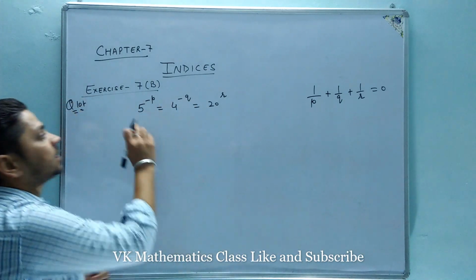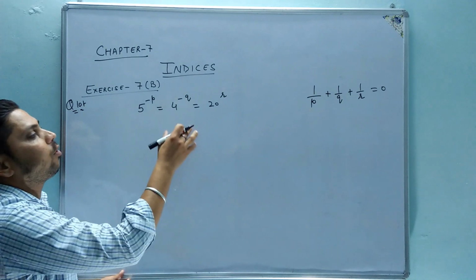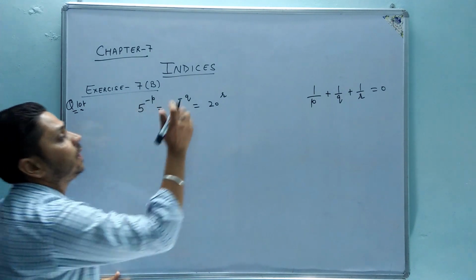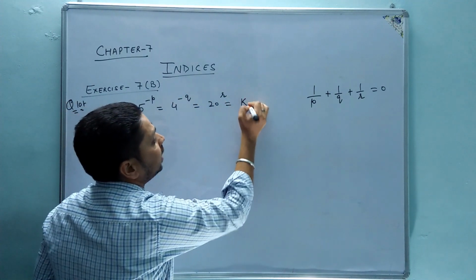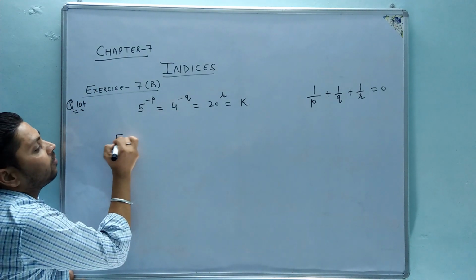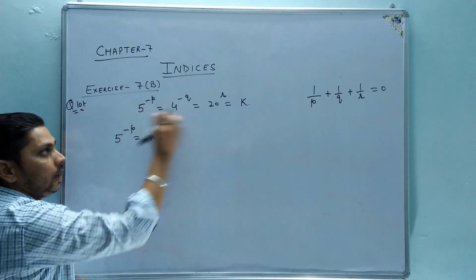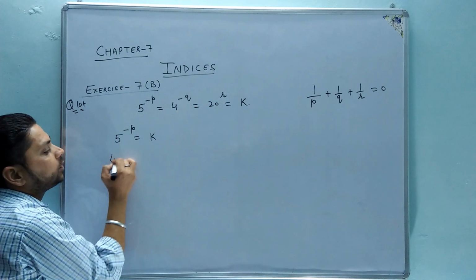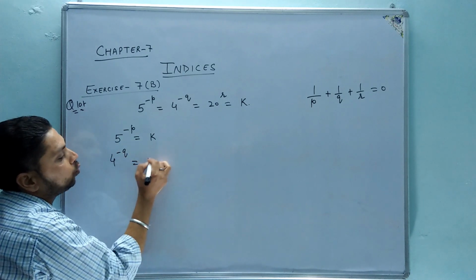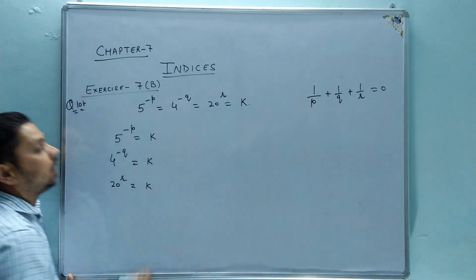Now we'll start with this condition. It is given that these three terms are equal. We don't know what the actual answer is. Let us suppose that it is equal to constant K. If this is equal to constant K, then 5 raised to power minus P is equal to K. Each term will be equal to this. 4 raised to power minus Q is equal to K. 20 raised to power R is equal to K.